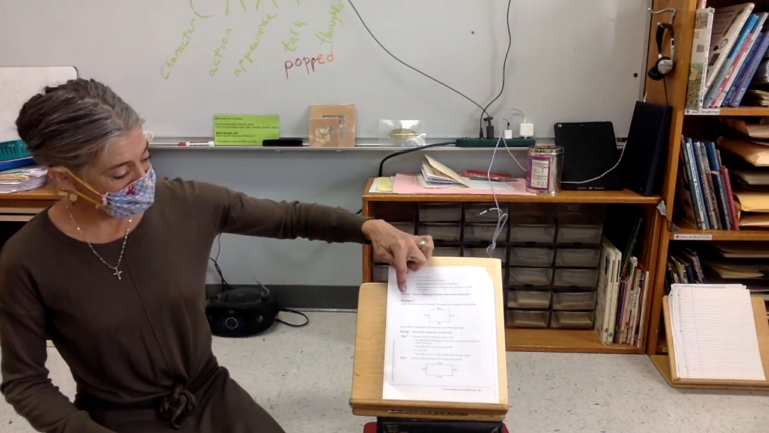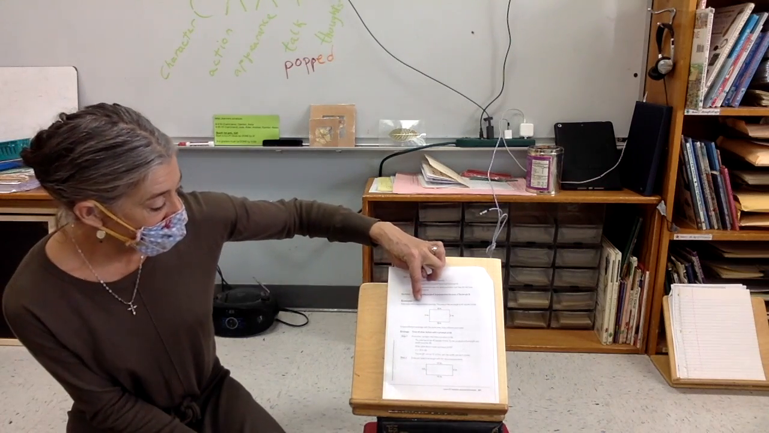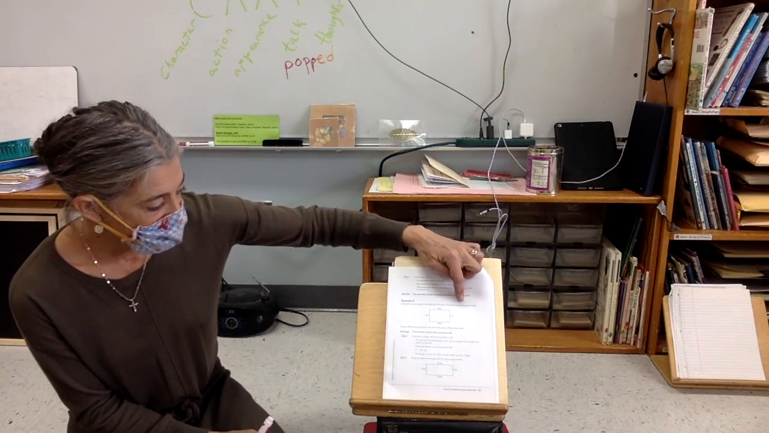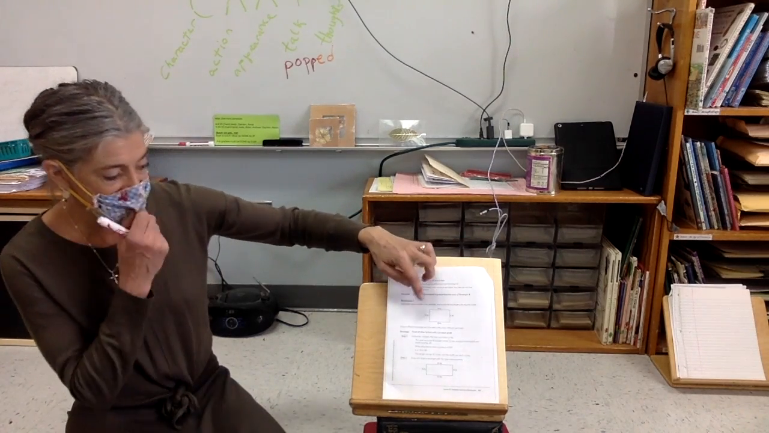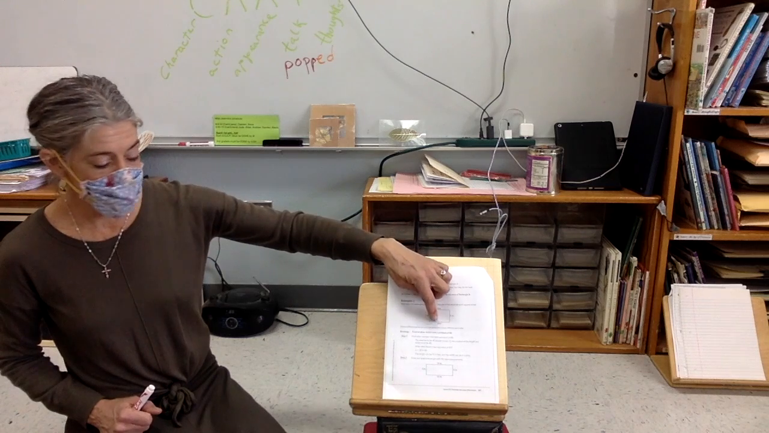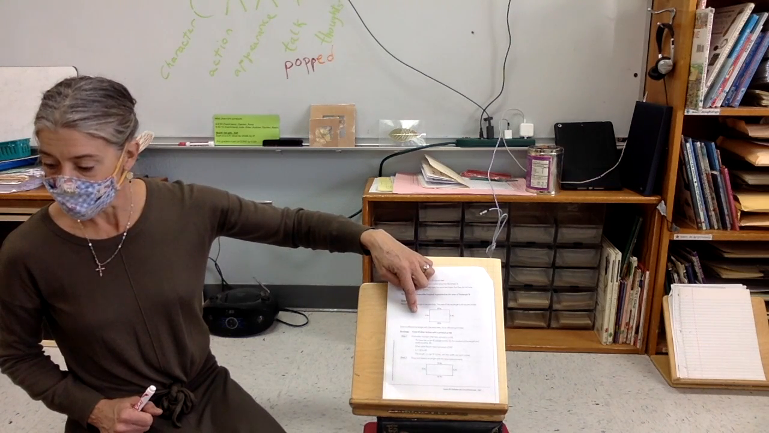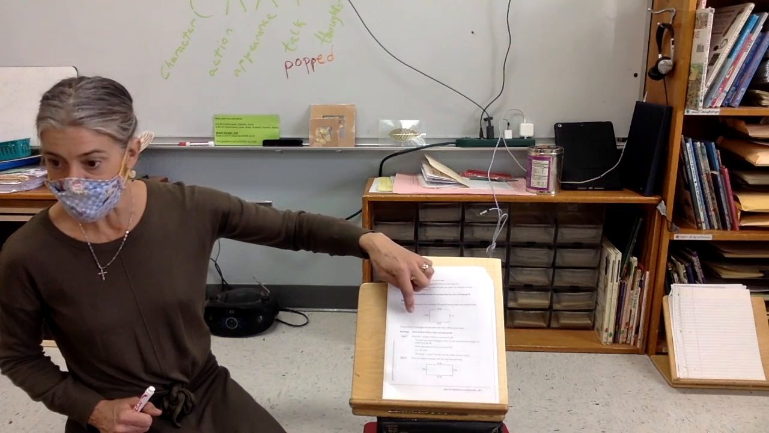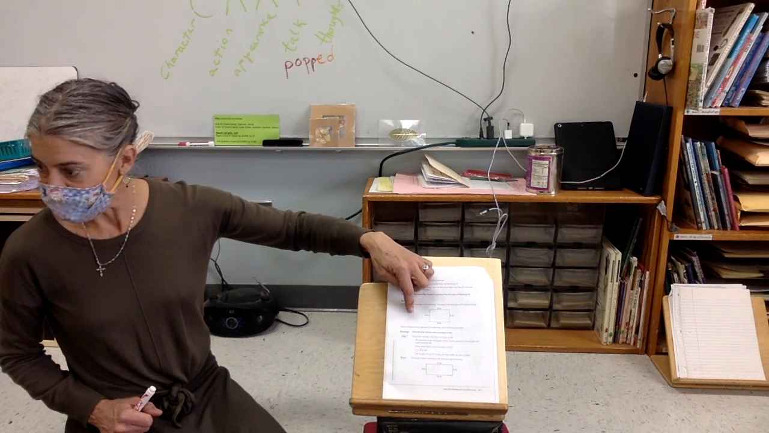Example 3. Ida drew this rectangle in her painting. The area of the rectangle is 40 square inches because it's 8 times 5.